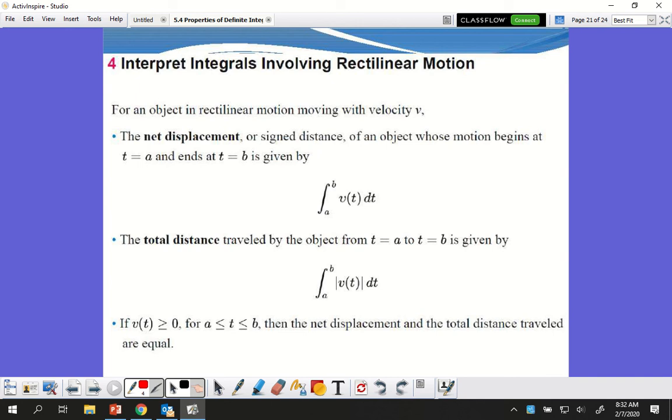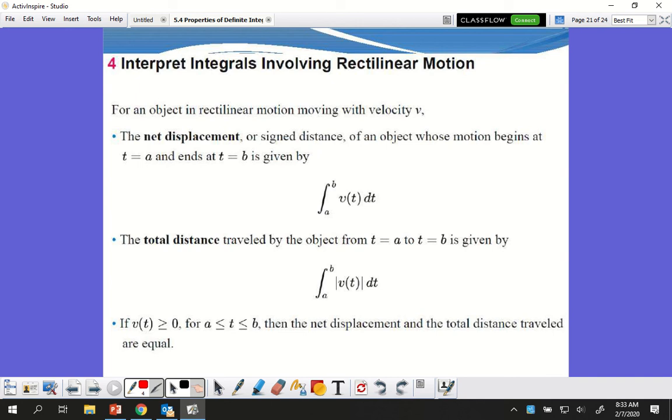So net displacement would be the signed distance of an object whose motion begins at t equals a and ends at t equals b, versus the total distance traveled. Let's go back to my Douche Bros comment. I'm walking from here to Douche Bros. It is 1 mile from here to Douche Bros, and then I walk back. What is my net displacement? 0. I didn't go anywhere from where I started. I'm back at the very beginning. The total distance would be there and back, which would be my 2 miles. Does that make sense?